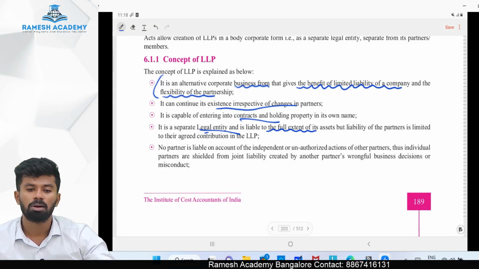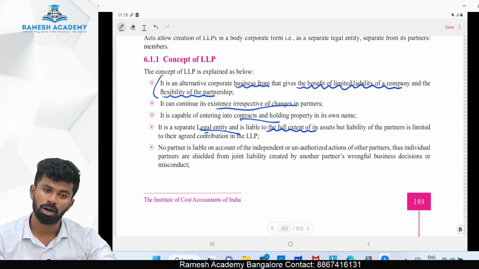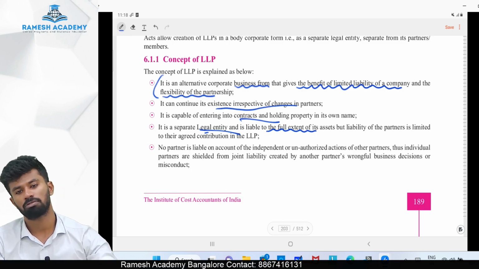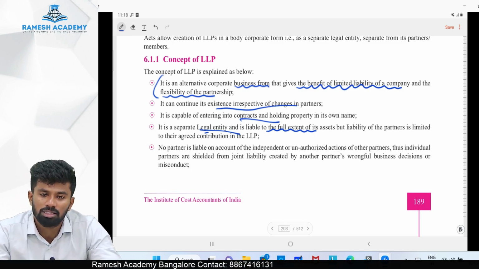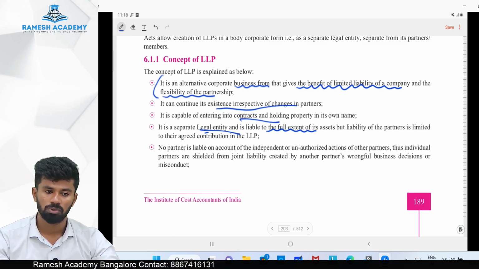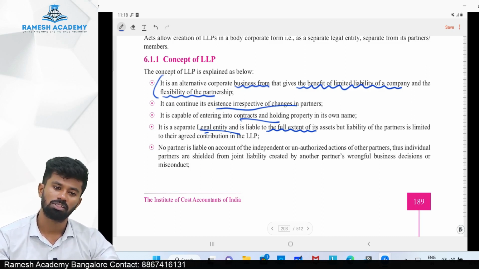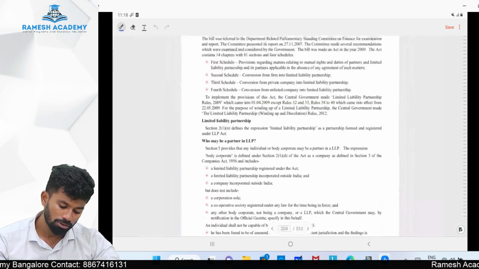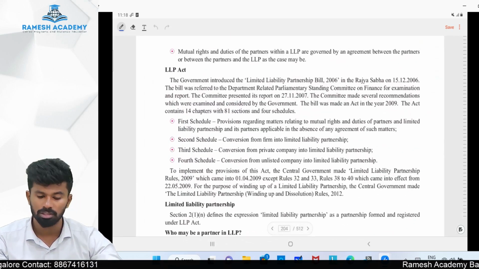It has perpetual succession, unlike a partnership firm. It has limited liability, unlike a partnership firm. It's a separate legal entity, unlike a partnership firm. It can continue irrespective of death or insolvency of the partners. And one partner is not the agent of the other partners.